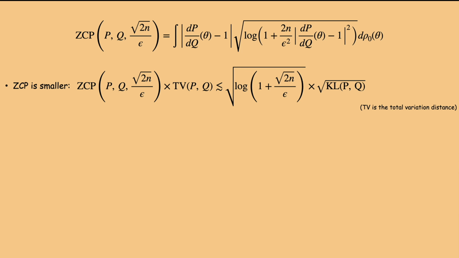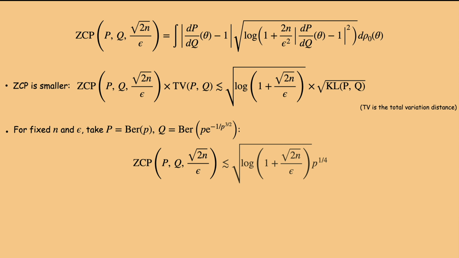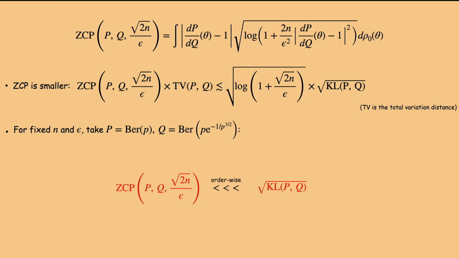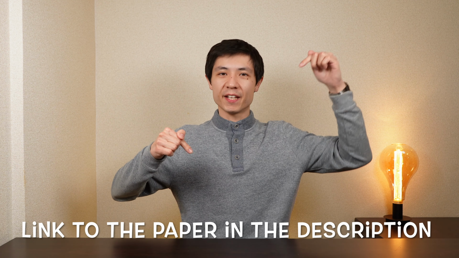In the best scenarios though, ZCP is much smaller than the square root of KL, leading to a much better error bound. For example, when P and Q are the following Bernoulli distributions, ZCP remains small while the square root of KL tends to infinity when P becomes close to 0. So ZCP is order-wise smaller than the square root of KL, and the new bound actually improves upon the previous one. There are other improved results of that kind, and if you are interested, I will put the link to that amazing paper in the description.